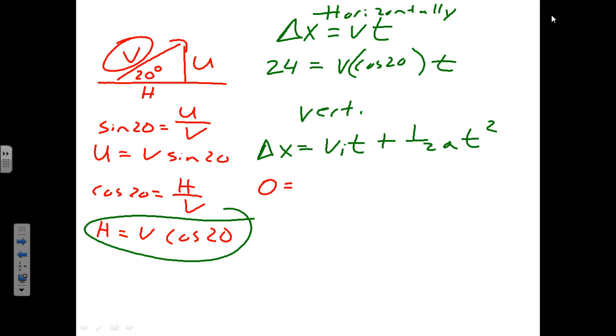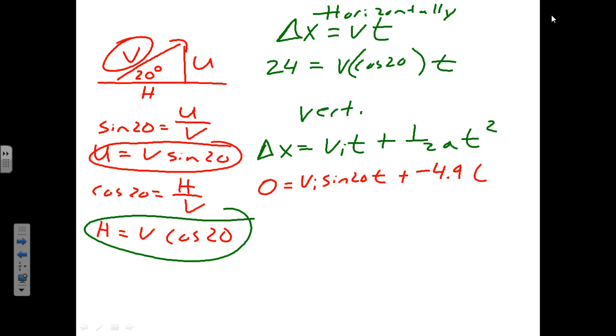Our VI here is going to be the initial vertical velocity, which is going to be this, V sine 20. So I'm going to say V sine 20 times T plus 1/2 AT squared. Well, my acceleration vertically is gravity. So this 1/2 A is essentially 1/2 times negative 9.8. So I'm going to write it this way, negative 4.9 T squared.